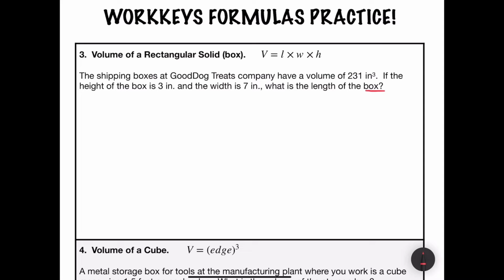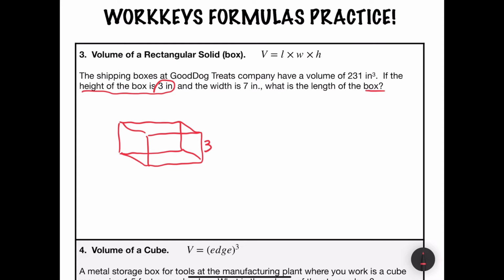A quick way to draw a box is to just draw a rectangle and then go to the center and draw another rectangle and then connect all the pieces together, and you can visualize the three-dimensional box. We know that the height of the box is 3, so we're going to label that. You can label it on any height. And the width of the box is 7, and we're looking for the length.